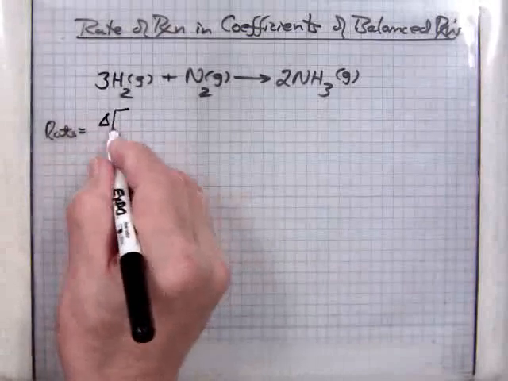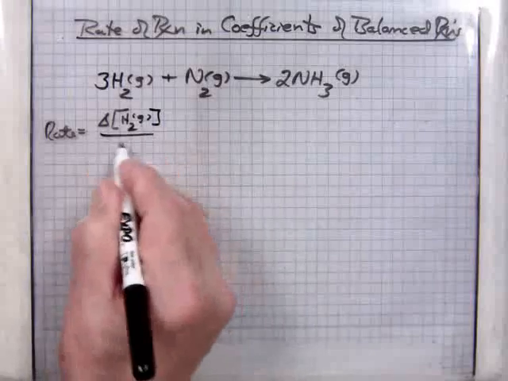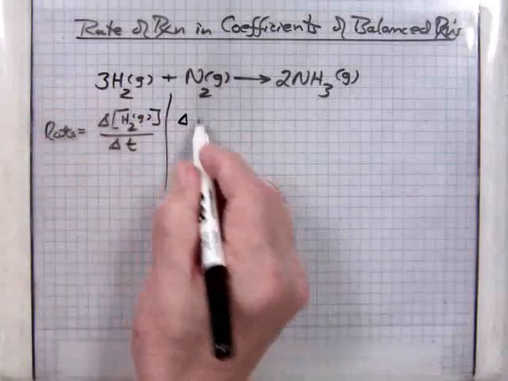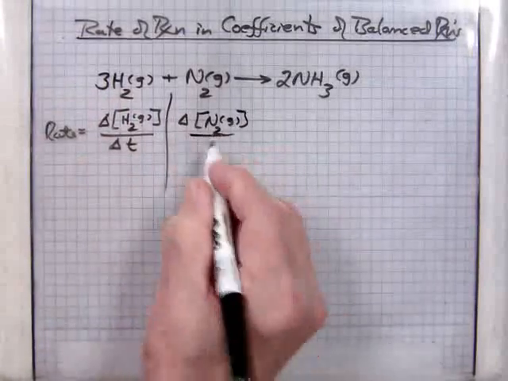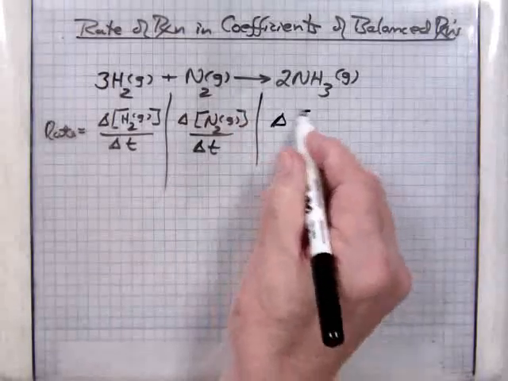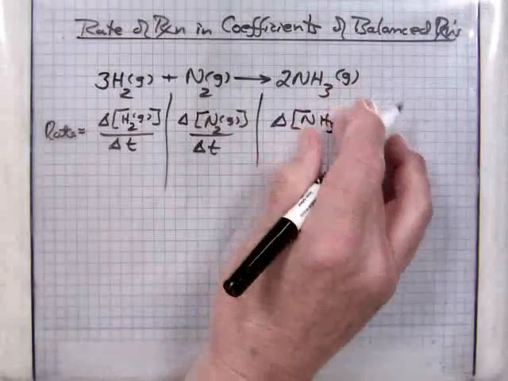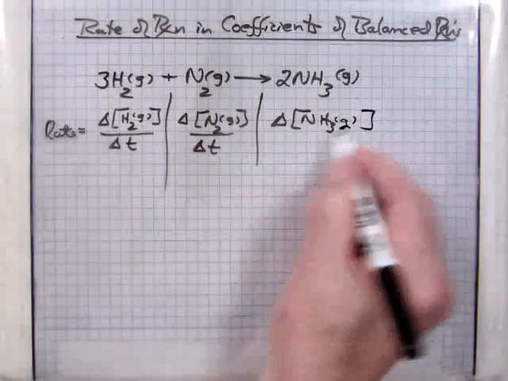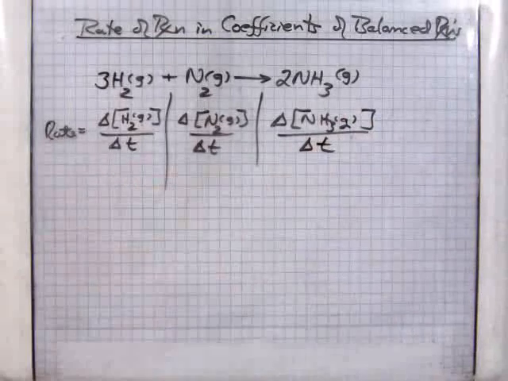Change in molar concentration of H2 gas over change in time. That's for hydrogen. Change in nitrogen gas over change in time. And then you have a change in ammonia gas over a change in time. So each one of these represents a rate.